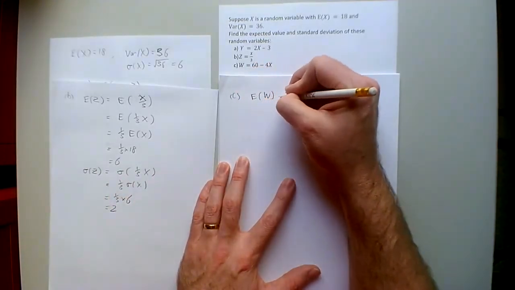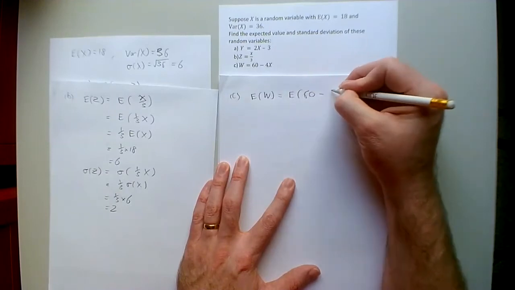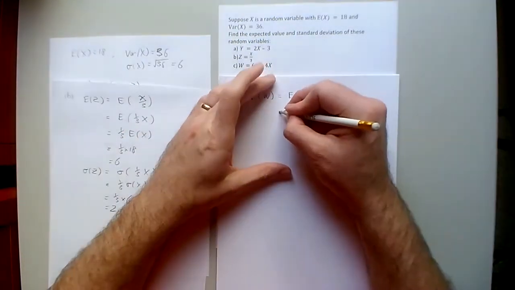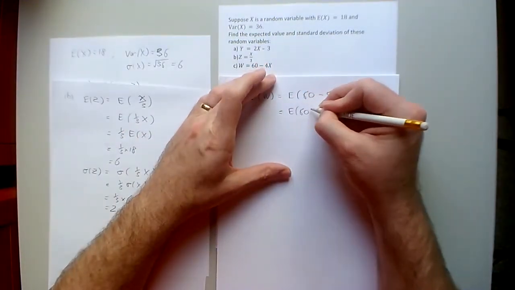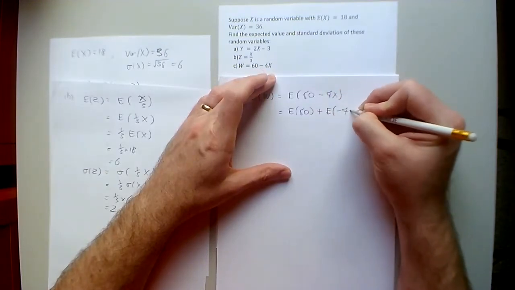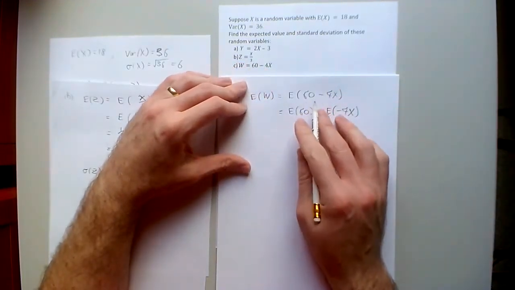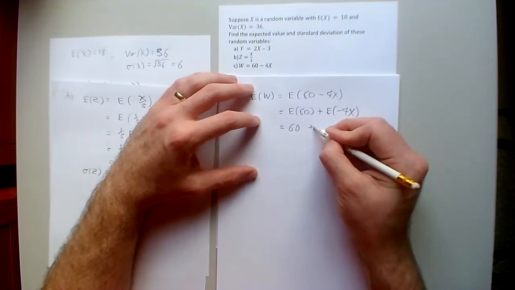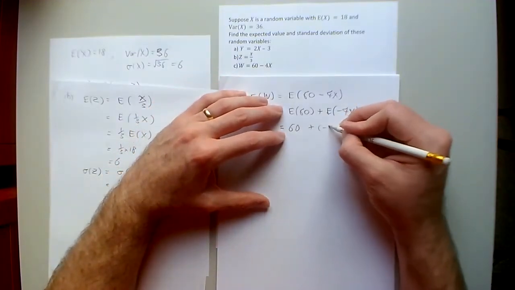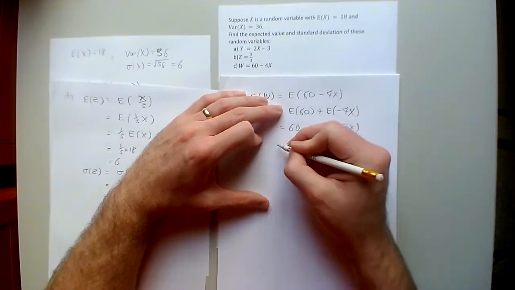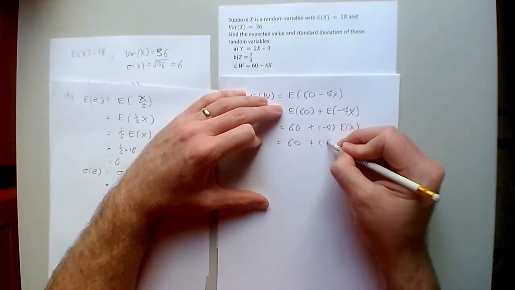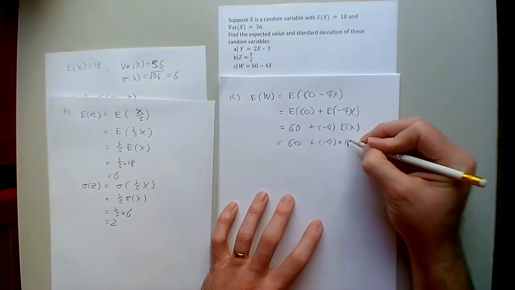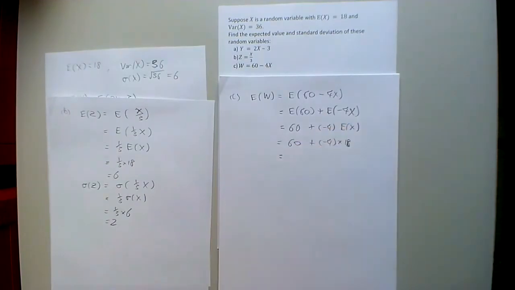The expected value of w is the expected value of 60 minus 4x. Okay, well, I guess that's really an addition, isn't it? I can do that because it's 60 plus negative 4x. And the expected value of a constant is that constant, so that's fine. And numbers can come out of expected values. And so I've got 60 plus minus 4 times, what was the expected value of x? 18. Okay.